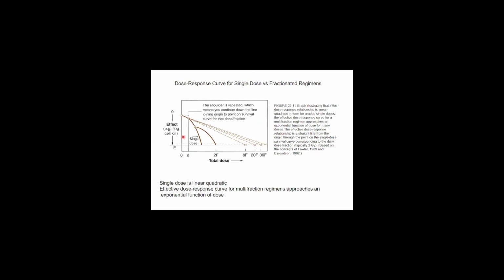Here is log the surviving fraction against dose, but this dose is expressed in fractions. Here's the single dose and the split dose right here. It's the change in the survival when you give a different dose rate. Now you give a dose rate out here, 8 fractions, 20 fractions, 30 fractions. Do you see a difference between 20 and 30 fractions?